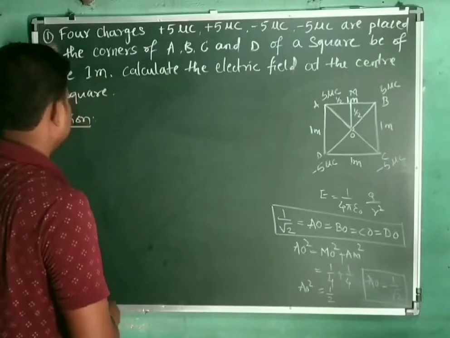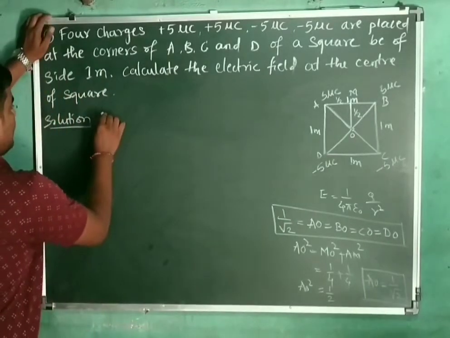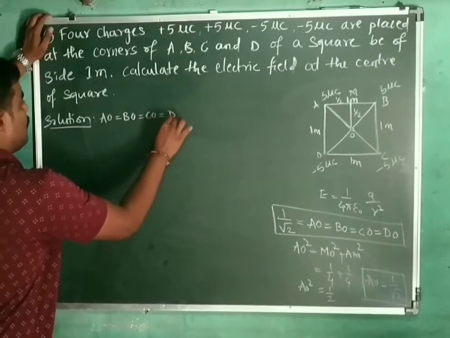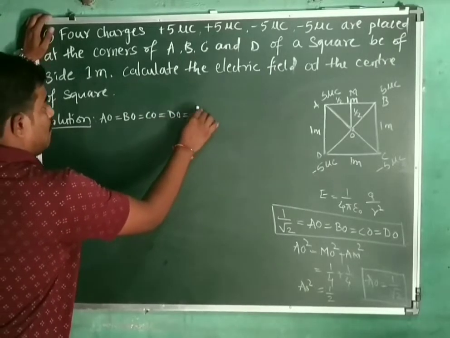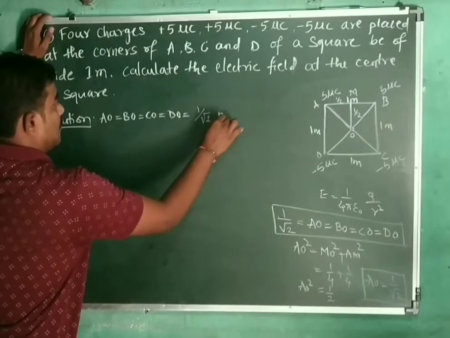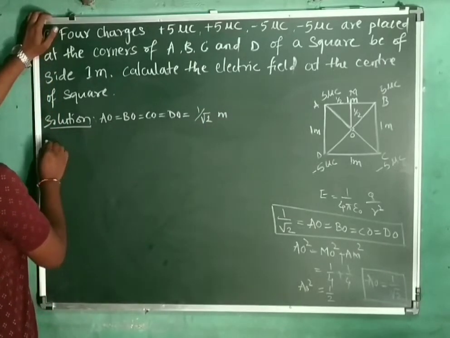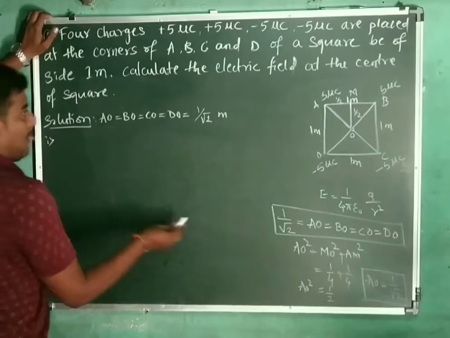Okay, so I will write here again, AO is equal to BO is equal to CO is equal to DO is equal to 1 divided by root 2 meter.